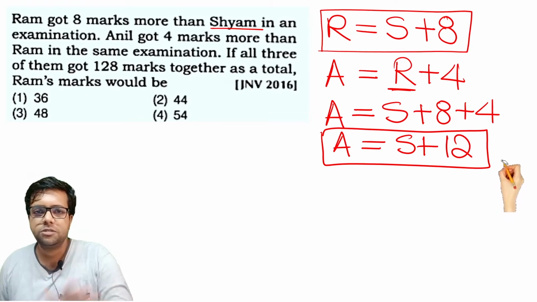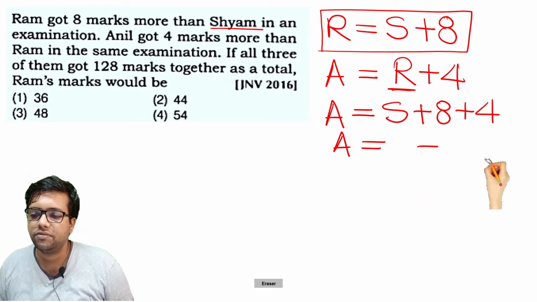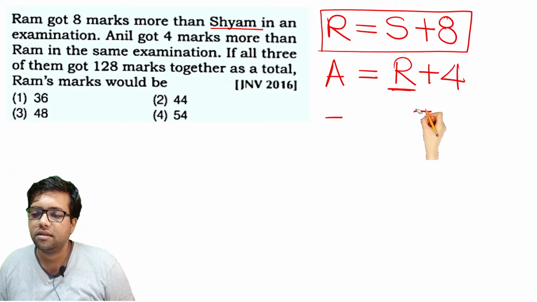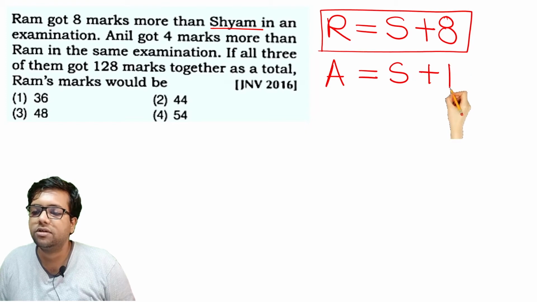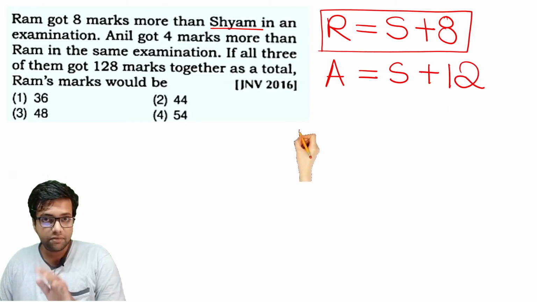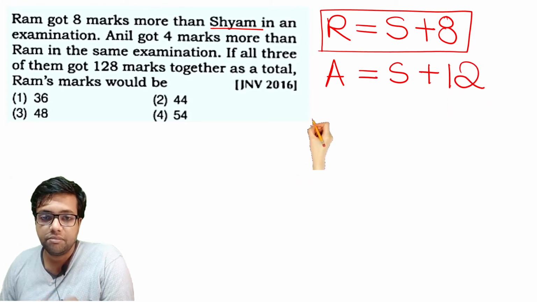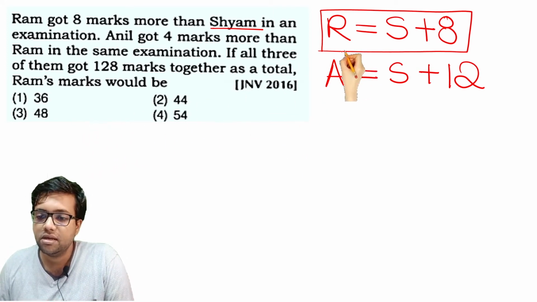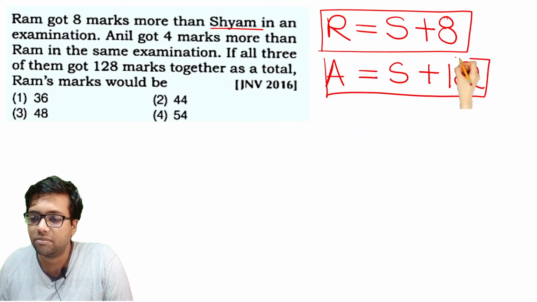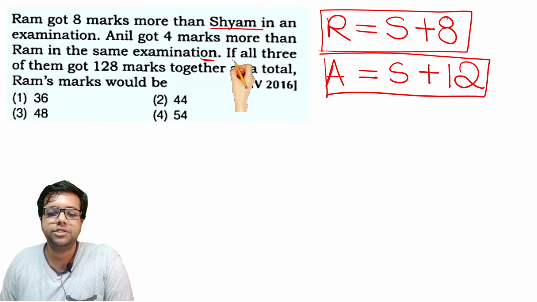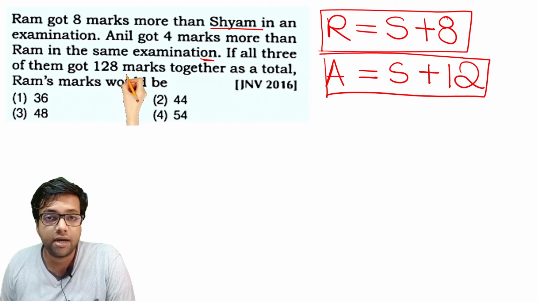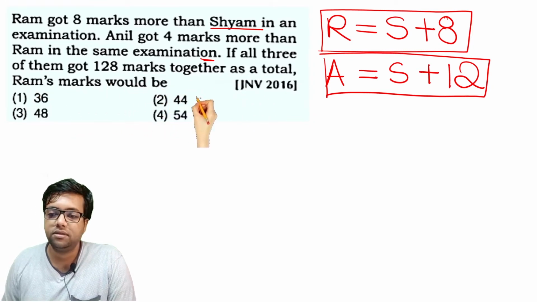Due to space constraint, I will rub all of this and write the same thing here. Anil's marks is 12 more than Shyam's marks, which is not given in the question, but we have derived it based on the given information. So these are the two equations that we get up to here. The third piece of information is: if all three of them got 128 marks together as a total, Ram's mark would be what? This is what is asked.